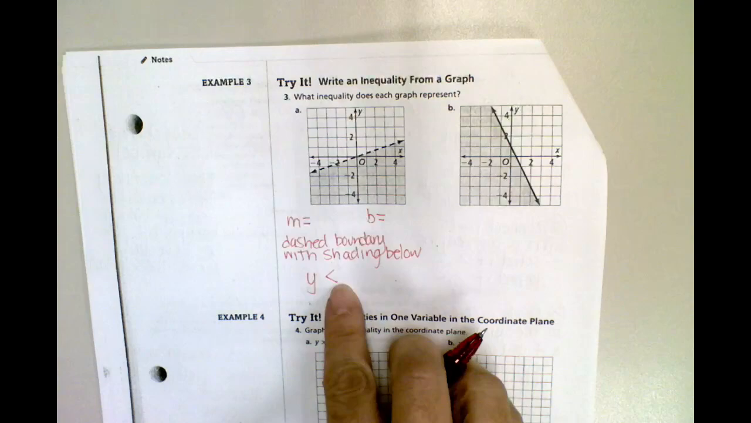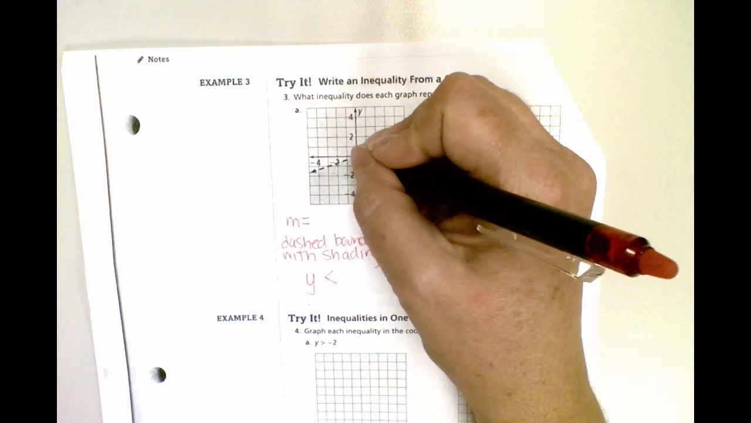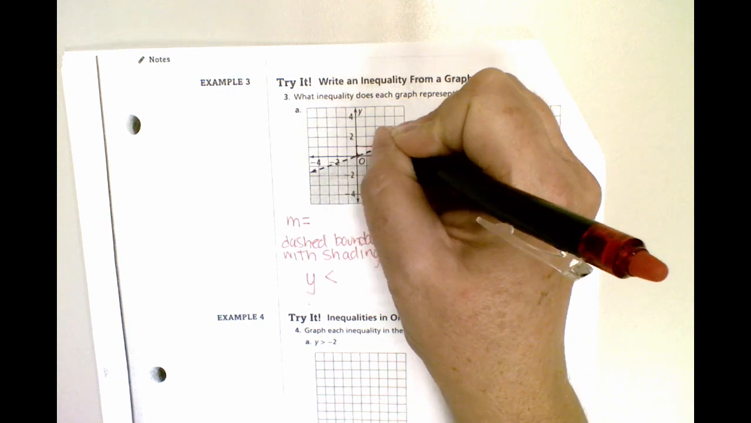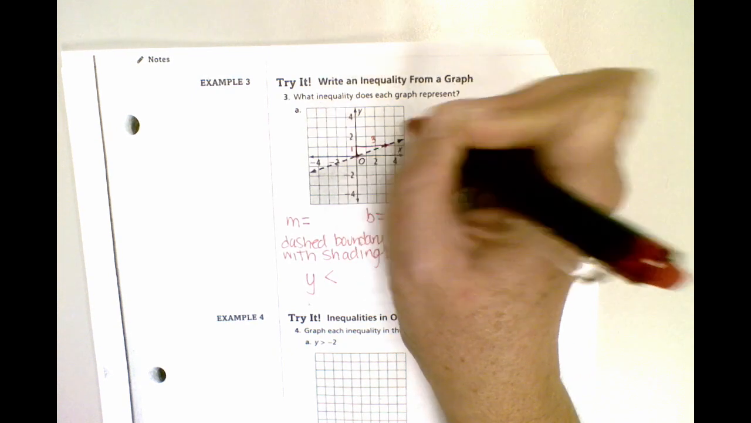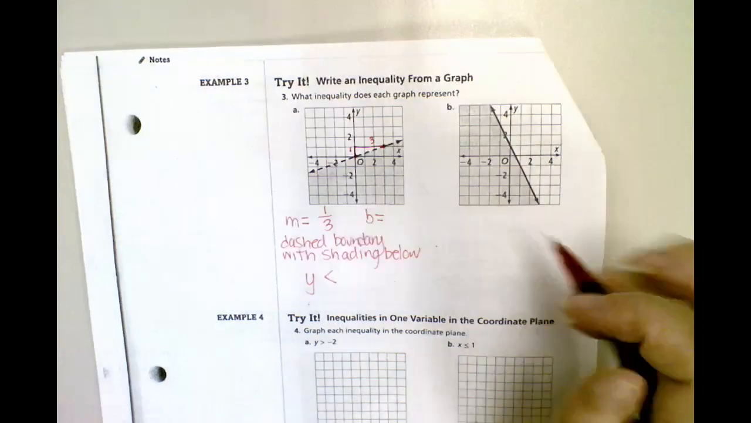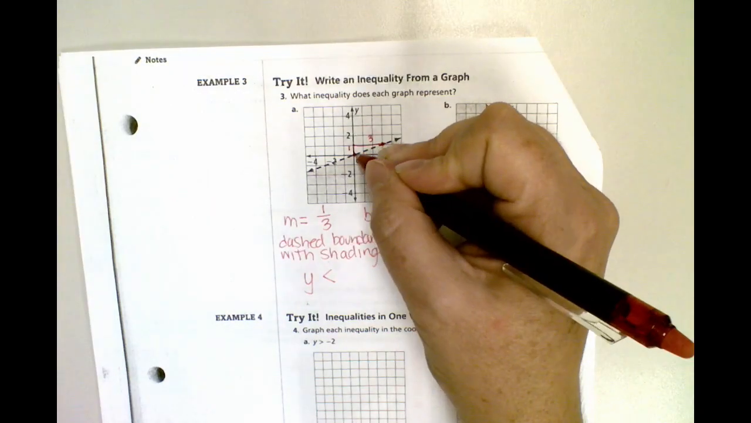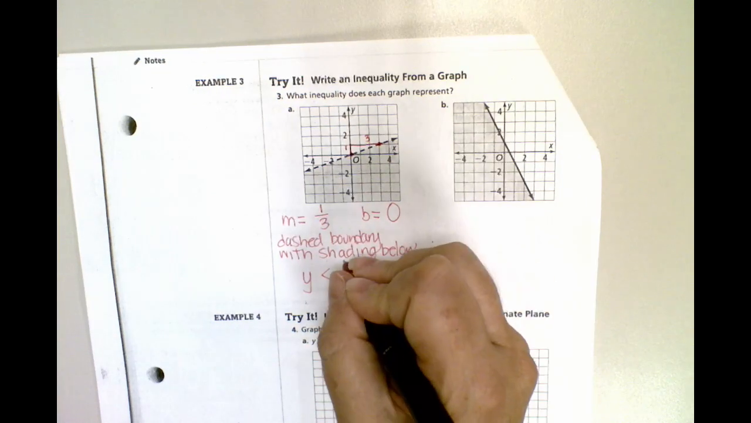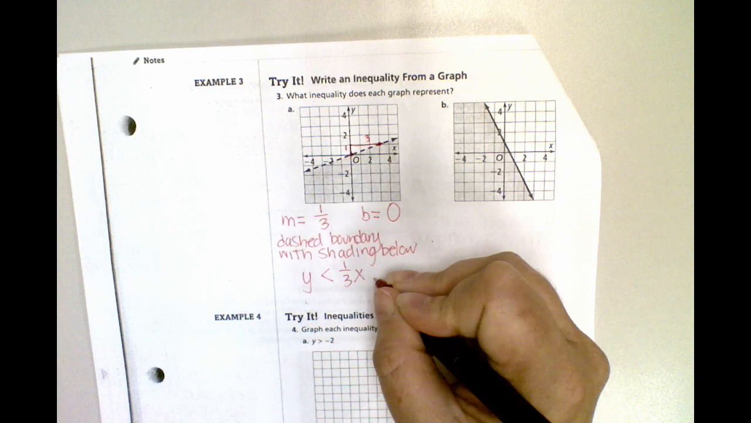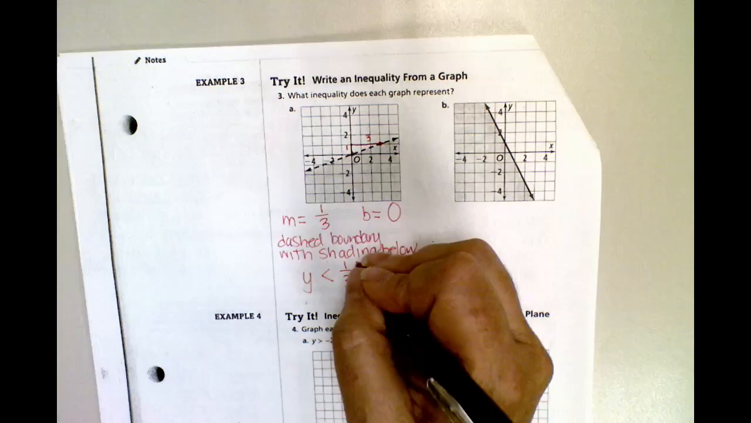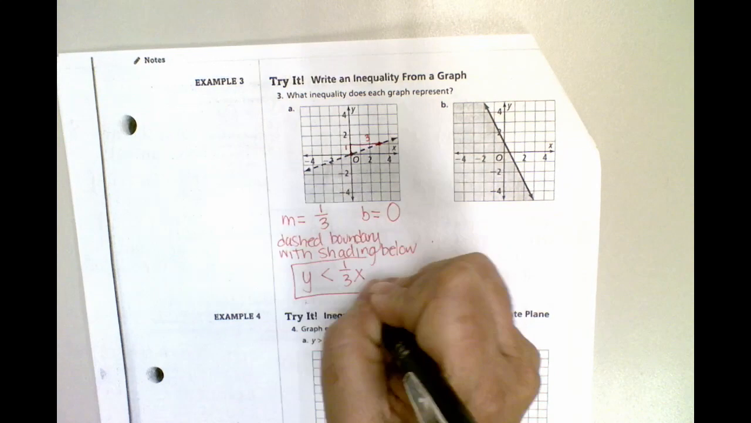Now I just need the mx plus b part. So I'm going to count my rise and run here: rise 1, run 3. So 1/3, it's positive because it's going up. And the y-intercept is at 0. So y equals mx plus 0 is unnecessary, so I would just leave it this way.